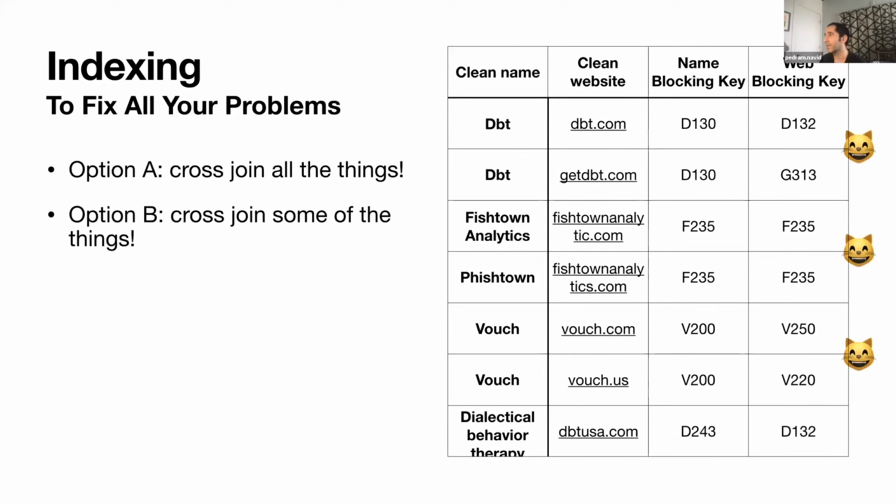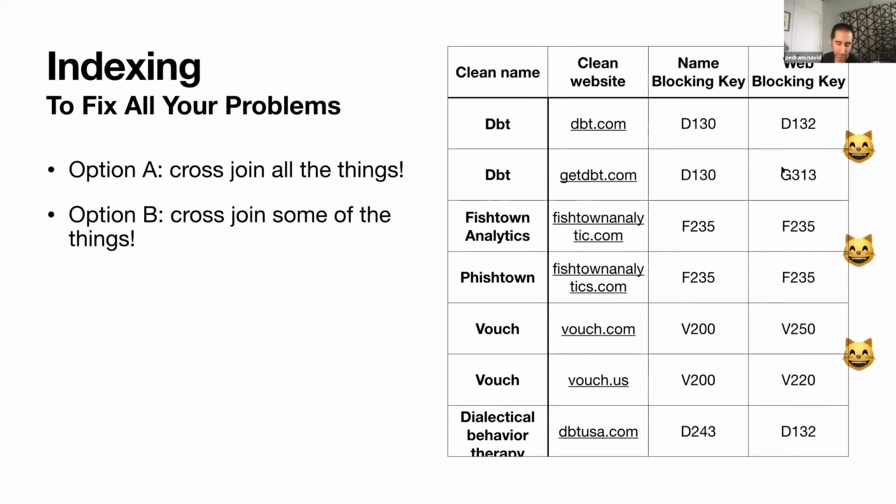What it says is, we probably don't need to check dbt against Fishtown Analytics to see if these are the same record. They're probably not. But how do we put the things that are similar, same-ish, close together, and put the things that are different-ish close together, but separately? The answer is these blocking keys.